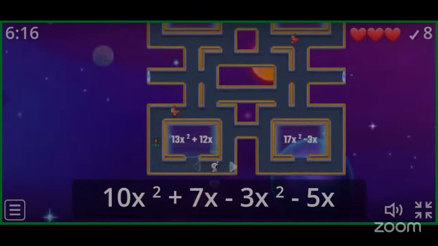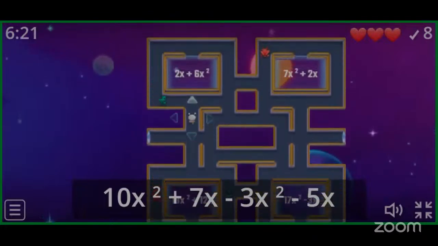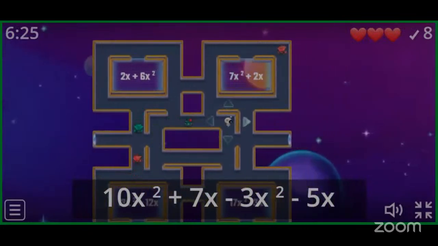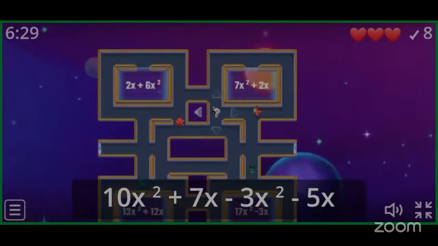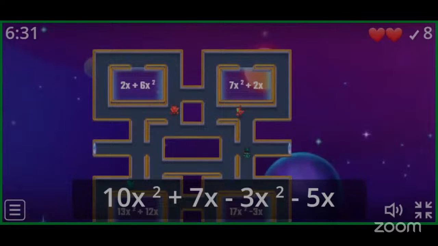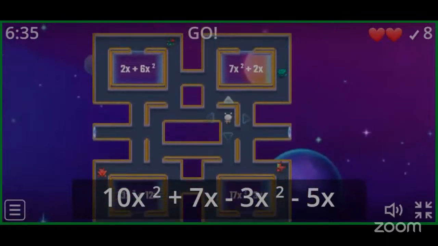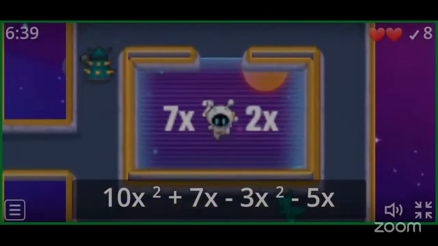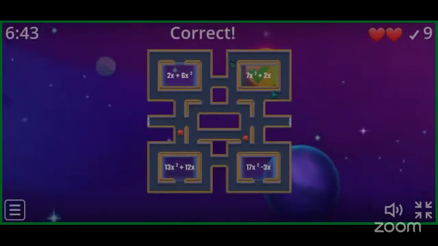Okay, so we've got 10x squared minus 3x squared. 10 minus 3 is 7. And then we've got an x, the 7x minus 5, which is 2. So you've got 7x squared plus 2x. And that's the answer.